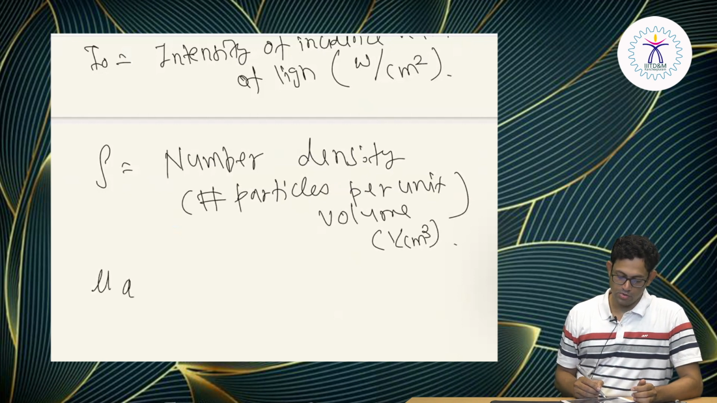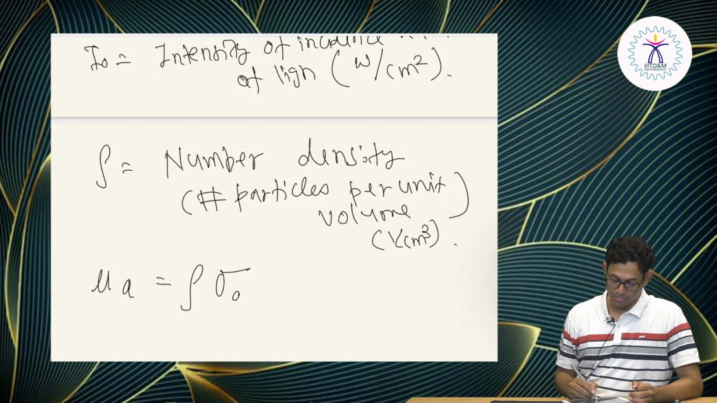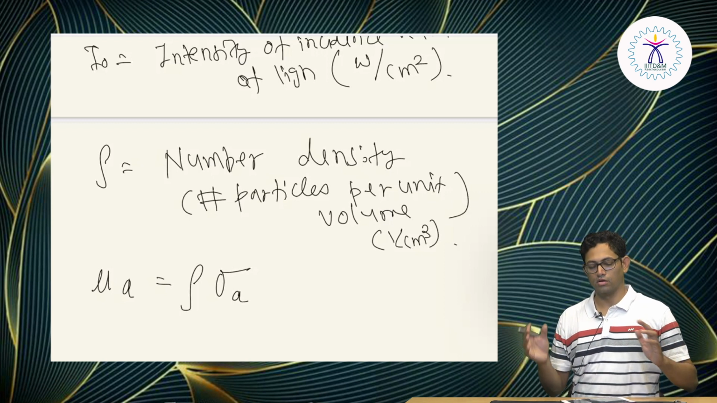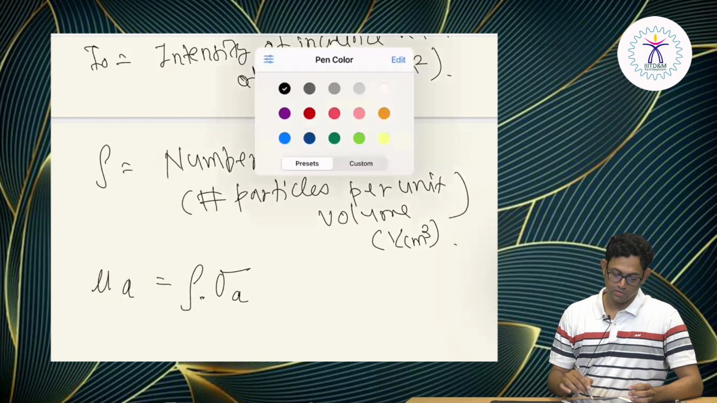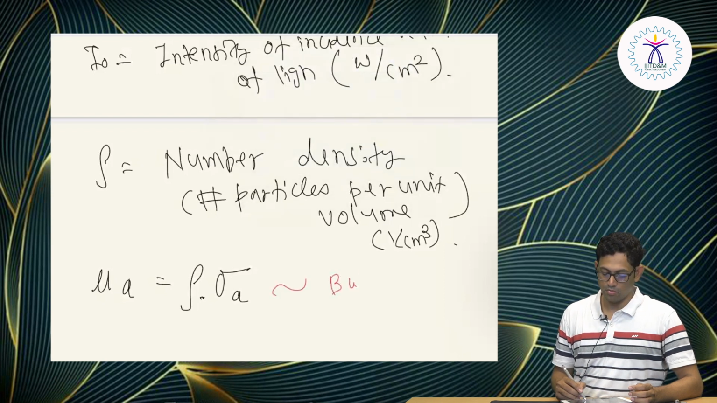Here, now we are introducing the absorption coefficient, that is mu a, and mu a is nothing but rho into the effective cross section of absorption. So this is how it's defined. Mu a is equal to the multiplication of number density into the effective cross section of absorption for a single particle. So it's a kind of multiplication of both of them, and we can say that it's actually a bulk optical property.